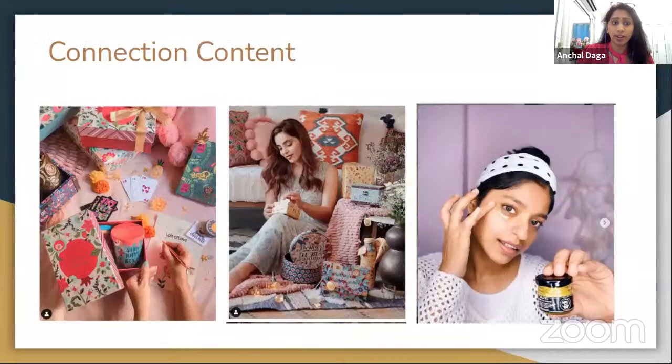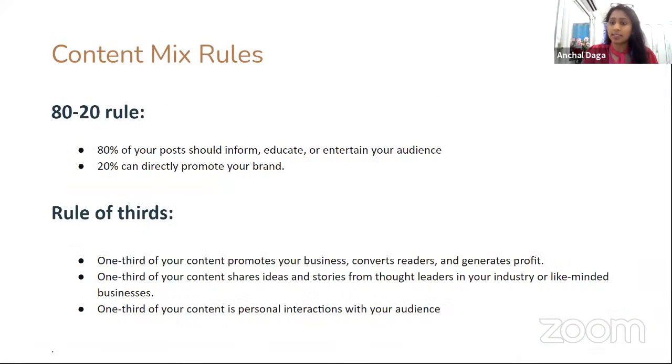All right. So we've understood the 6 different types of content. Now I'll be taking you across the content mix rules. I have 2 rules for you. You can either choose the 80-20 rule, or you can take the rule of thirds, depending upon the resources, the time and the audience, as we discussed earlier. The 80-20 rule says that 80% should be about the 6 post types and 20% can directly promote your business.